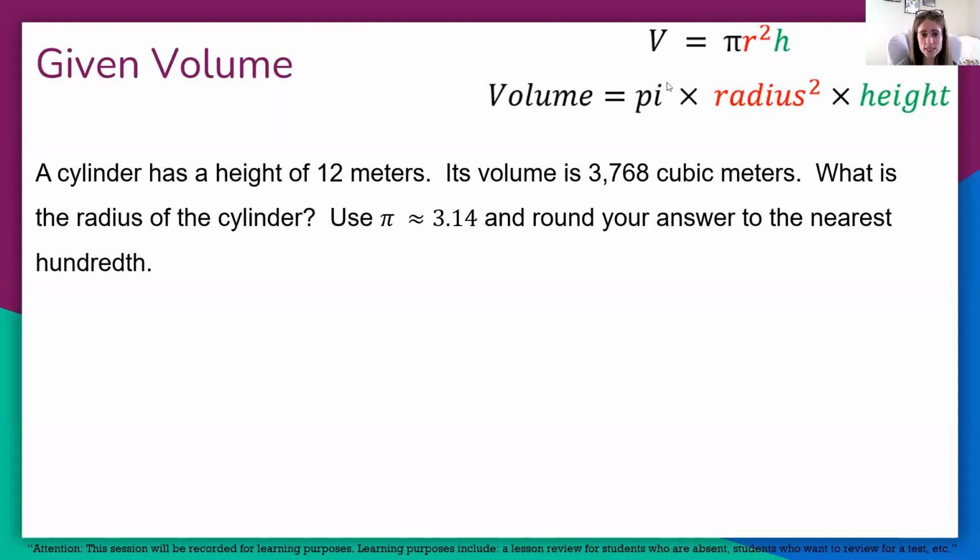All right, so our drawings got cleared, but we just found out on that previous screen that the answer to this is 10. So the radius of this cylinder was 10 meters. Let's do one more.